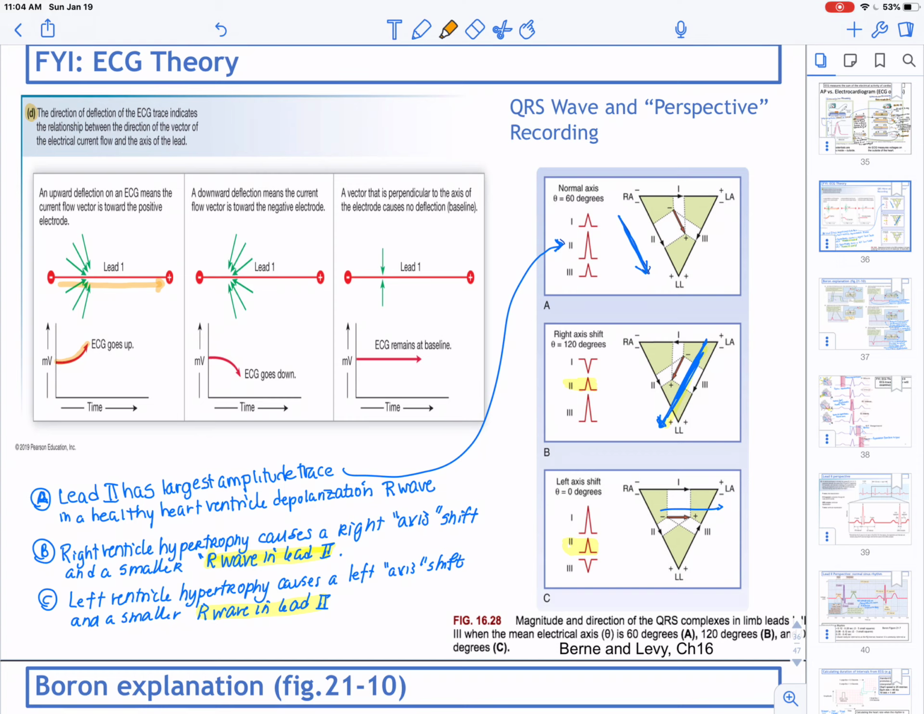Now I want to show you a little bit about how using comparison between different leads can give you information that is clinically relevant. And this is just a taste. You'll learn more about it in other classes. So this is our normal trajectory or vector of a major current flow during the R wave that gives you an upward and downward deflection like we just talked about in the previous slide. And that's as expected.